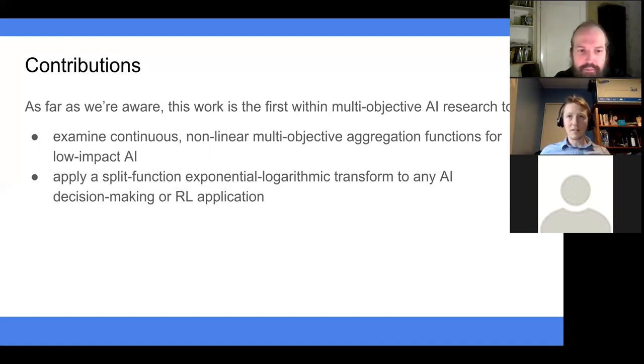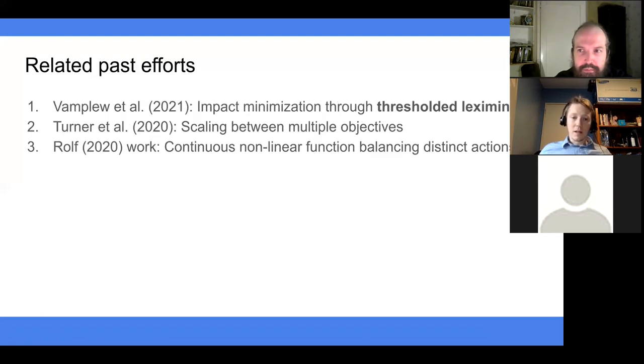We're building on some similar work by Peter Vamplew, looking at thresholded values rather than nonlinear continuous ones. And it seems to be the first to apply a split function exponential logarithmic transform to any AI decision making or RL application. Some related past efforts: Vamplew has produced a paper looking at impact minimization through a thresholded leximin.